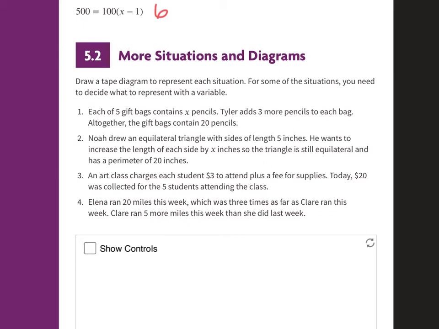Draw a tape diagram to represent each situation. For some of the situations, you need to decide what to represent with the variable. So we're just going to come up with the equations. We're not going to draw the tape diagram, so we'll just come up with the equations.